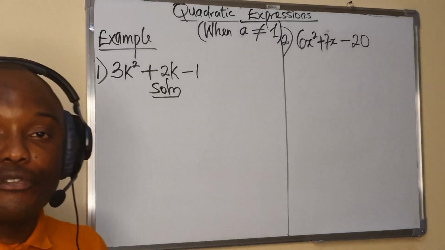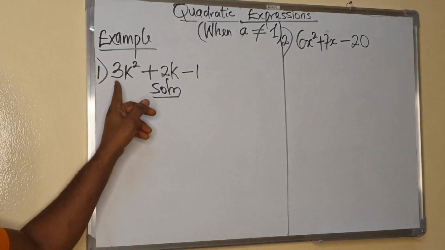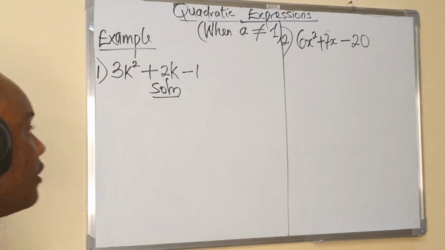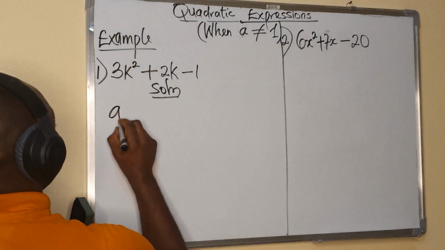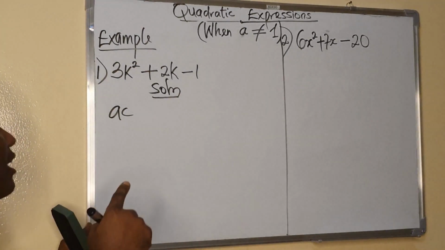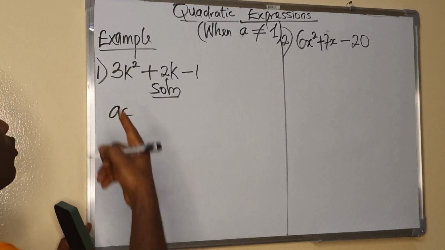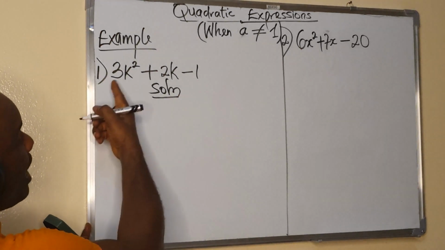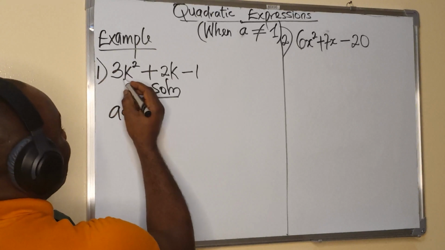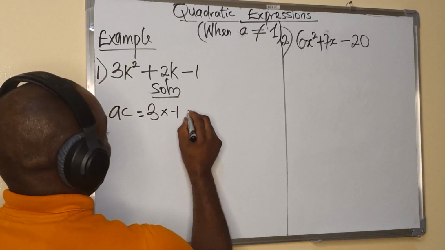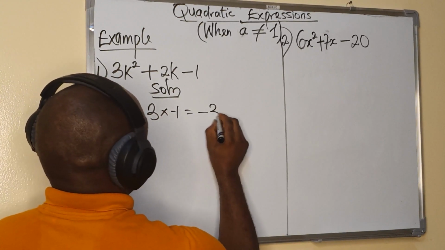To solve a problem of quadratic expression with the value of a not being equal to 1, you need to consider the following. First, consider AC. Instead of just considering C the way it was when the value of a was equal to 1, when it is no longer equal to 1, we consider AC. And in the problem we have above, when considering AC, it means we are multiplying 3 and negative 1. So it means that our AC will be negative 3.